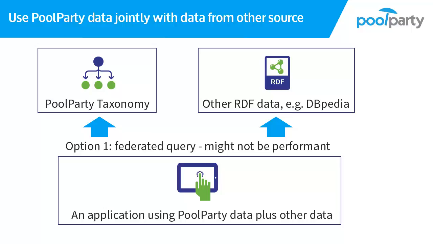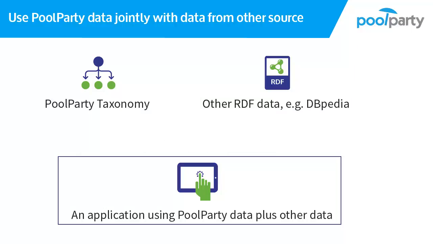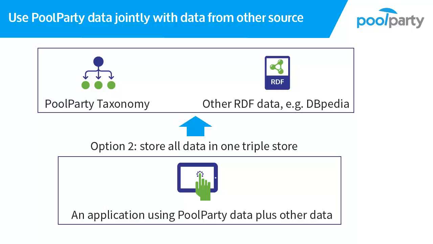Depending on the complexity of these queries, it can happen that we quickly run into performance issues with federated queries. Sometimes it suffices to make the queries more efficient. But sometimes it is worth the effort to store the information I want to be querying jointly in one triple store. I can set up an external triple store in which I copy my taxonomy as well as that part of the DBpedia graph that I need for my application. Then I can run much more performant queries across both datasets.